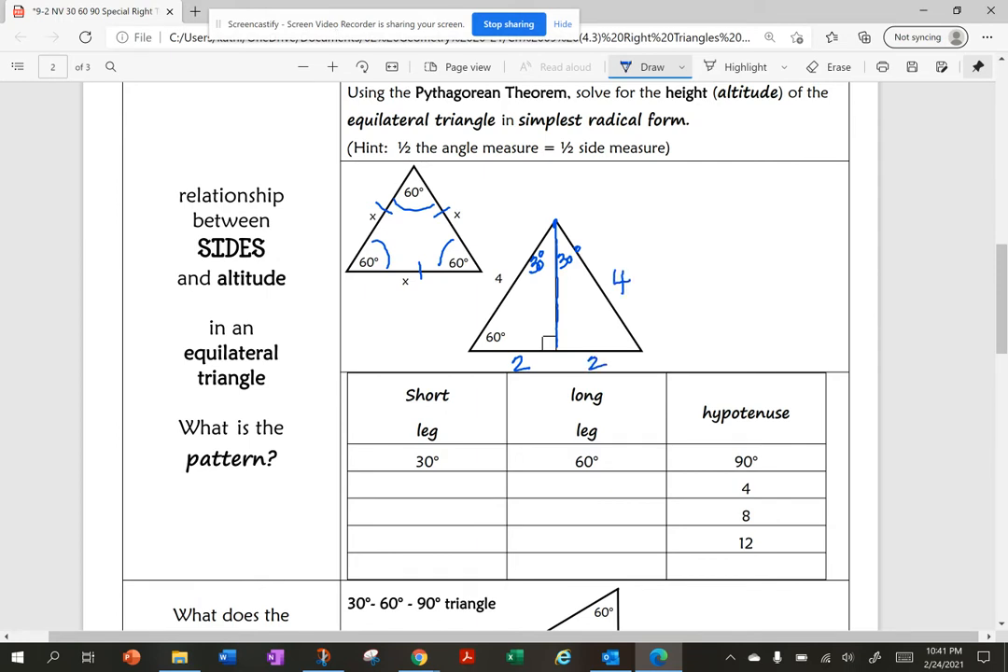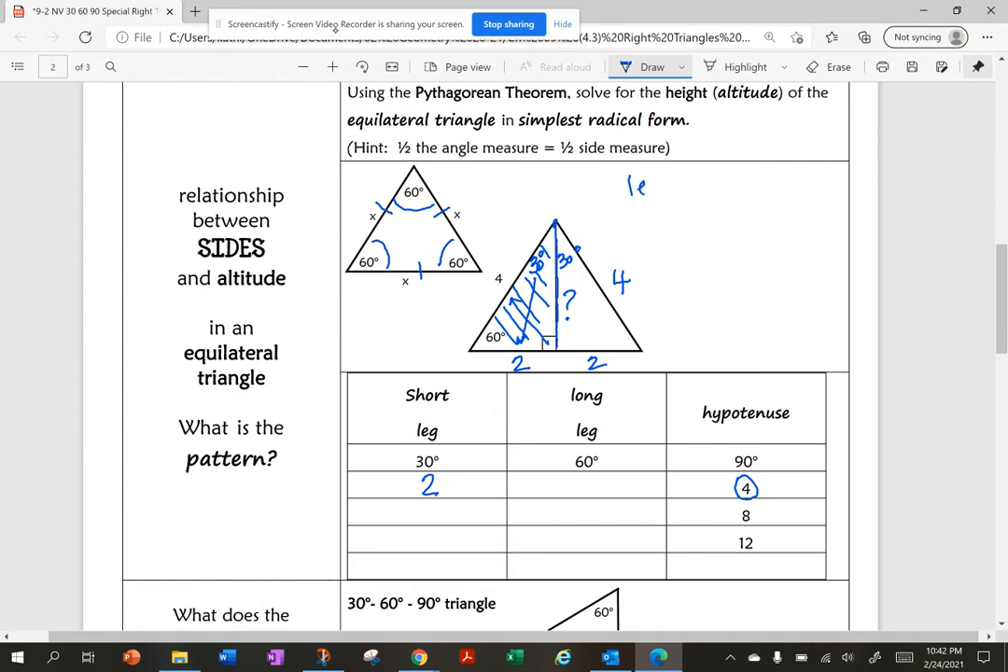Okay, so I am going to look at this left side triangle. And taking a look really quick, I can see across from 30, I am 2. Across from 90, I am 4. So I need to solve for the altitude, this leg here.